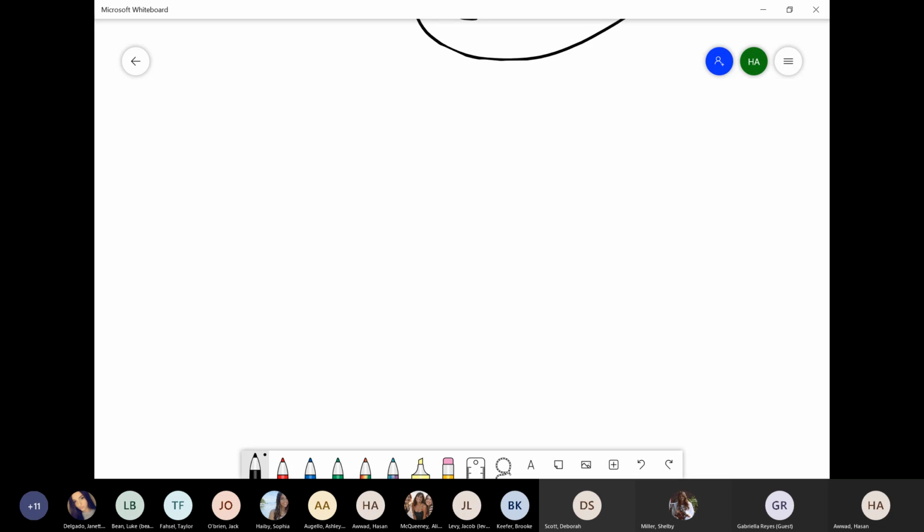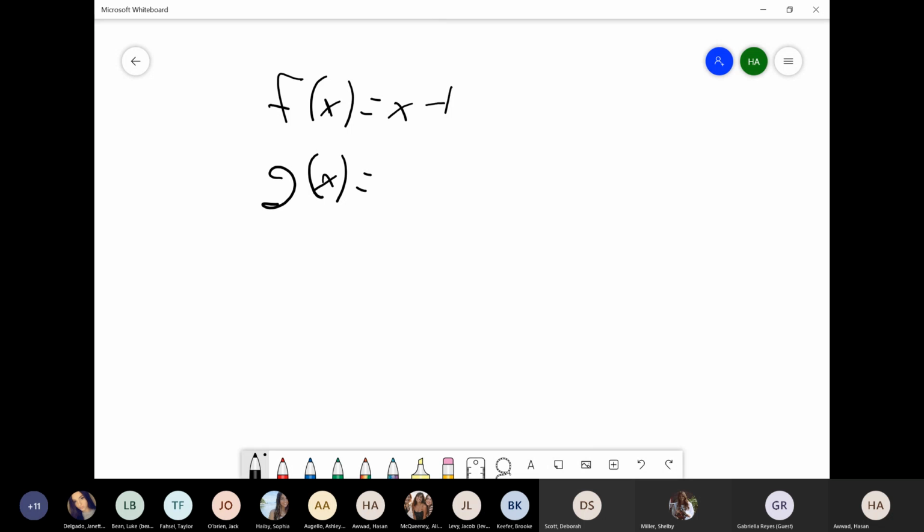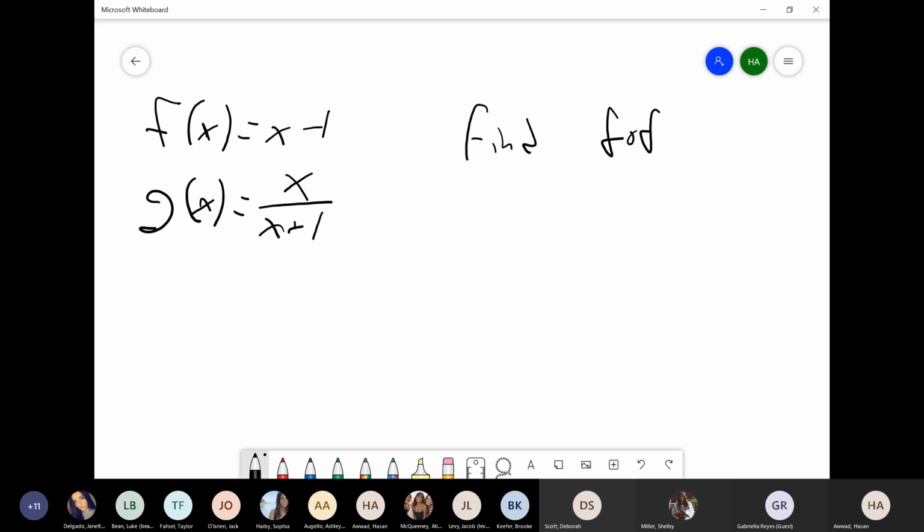So there were a couple parts to 50. Let me clear this off. First off, we're given f of x is equal to x minus 1, and g of x is equal to x over x plus 1. Okay, so what do we have to find? We have to find f composed with itself, so f of f, and we also have to find g composed with itself, so g of g. And then we have to find the domain of each composite function, okay?